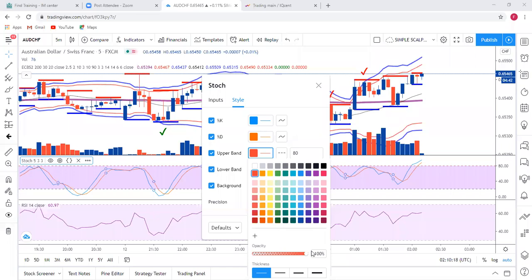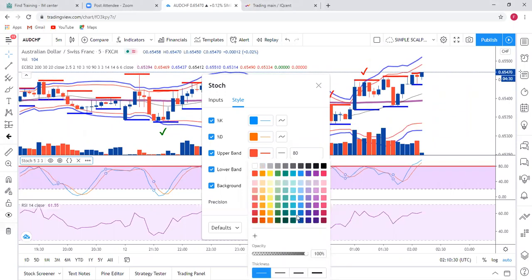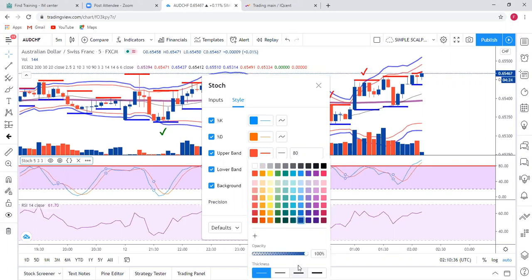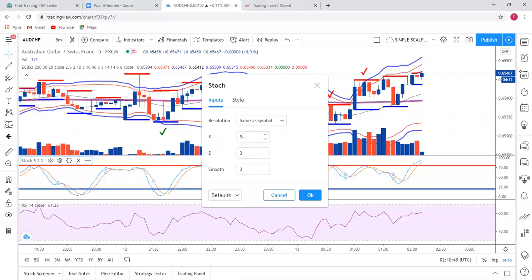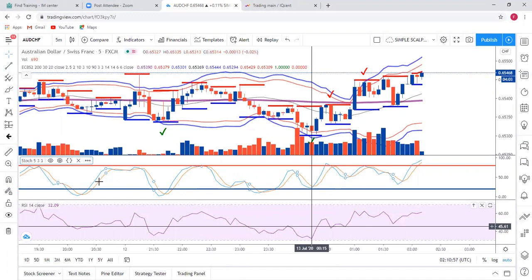Okay, all right. I want to make my upper band thick. All right, very thick, and I want to beef it up. And I want to come here and change it to line. All right, and my lower band, I want to make it this blue, and I want to come here and thicken it up, and I want it to be line. I want to uncheck the background. All right, so my input, this is my input 5-3-3, my style, good to go. Never forget, save as default and OK. So my stochastic is ready.